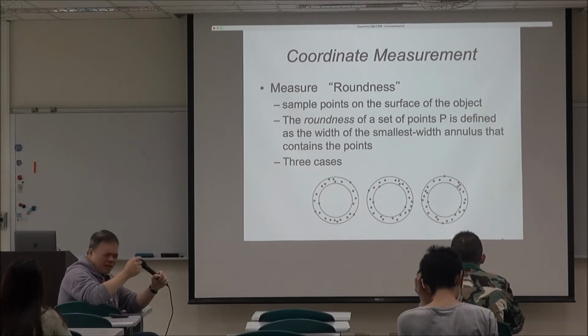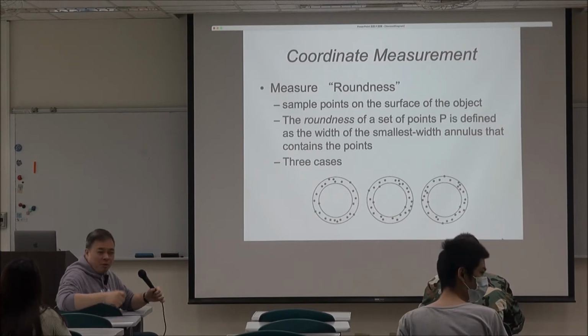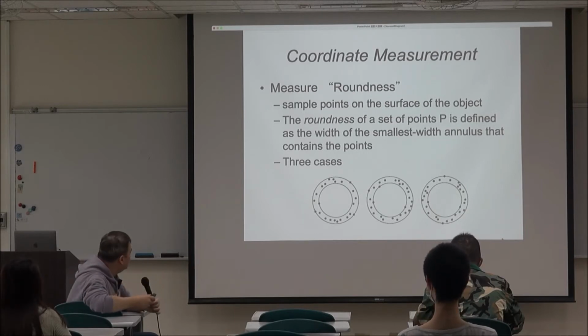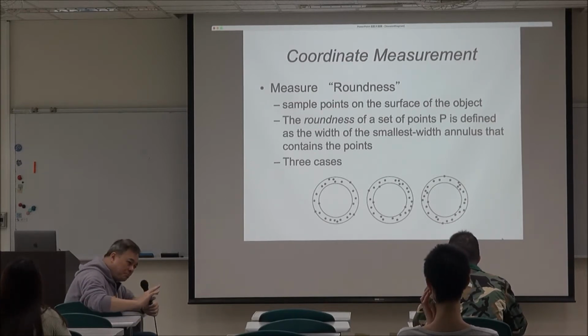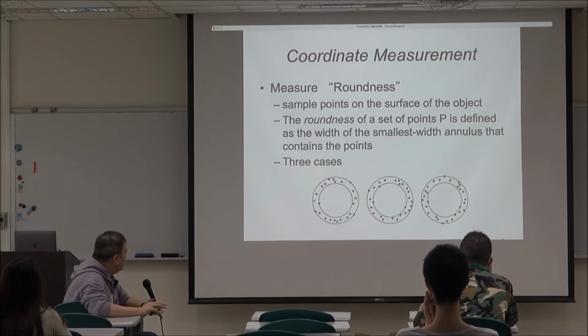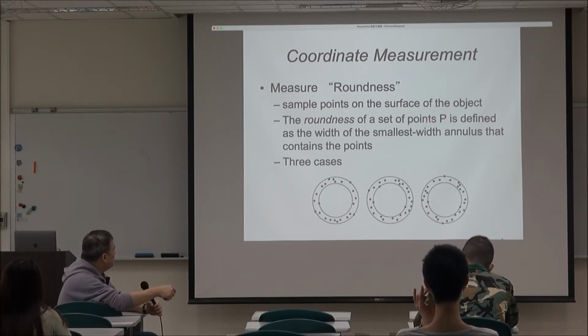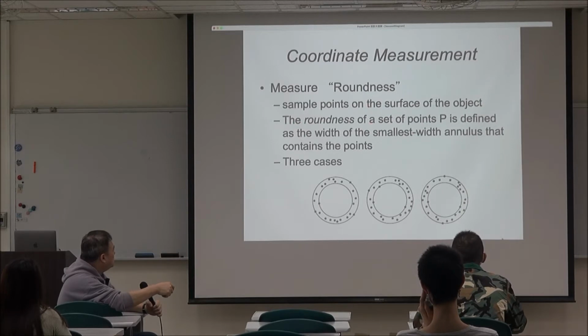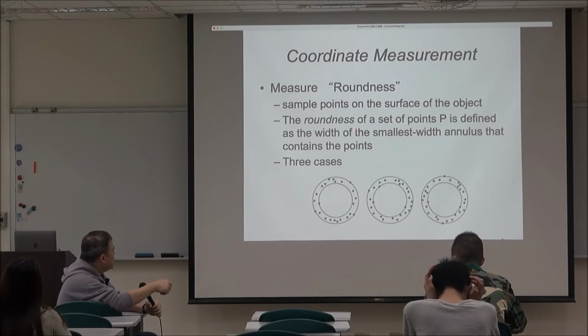And imagine those parts are actually flat. They could be very big, they could be very small. But because it's two-dimensional, you can put sample points on the surface of the object very easily. This can be done relatively easily. So now you need to determine the roundness of a set of points P. We define it as the width of the smallest width annulus that contains the points.